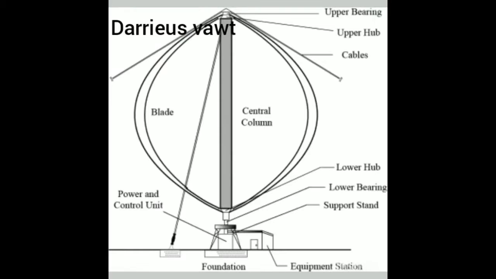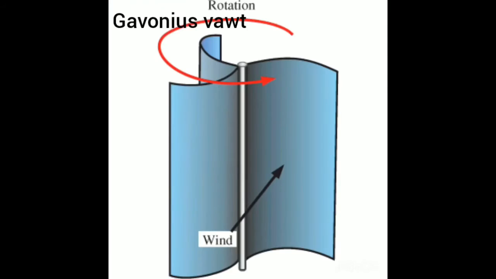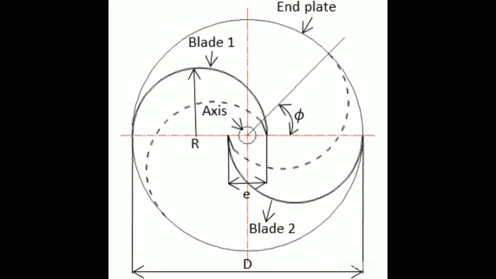The second one is Darrieus vertical axis wind turbine. It consists of a spherical blade and has a power and control unit. Third one is Giromill vertical axis wind turbine. This is how they work. And this is a little more detail about how they work.